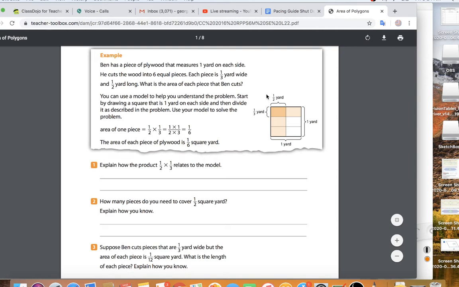He cuts the wood into 6 equal pieces. 1, 2, 3, 4, 5, 6. Each piece is 1/3 yard wide. So 1/3 wide, 1/3 wide, 1/3 wide, and 1 yard. I'm sorry, 1/2 yard long. So 1/2 yard from here to here, 1/2 from here to here. What is the area of the piece that Ben cuts?